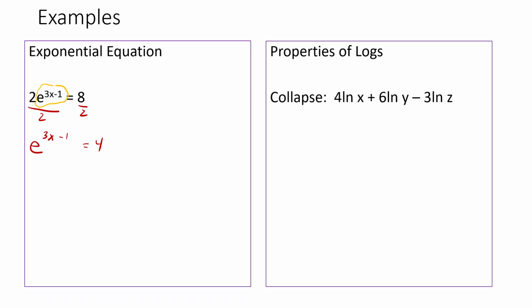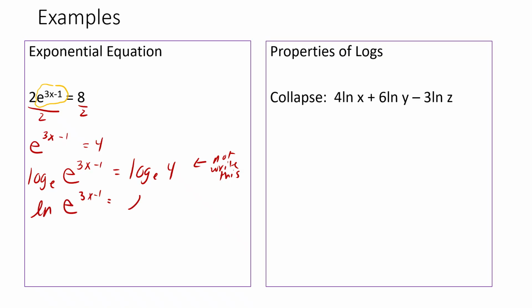So normally we would say, okay, if I want to undo the base of e, I would take log base e, but I would encourage students to not write this. I would encourage them to go to ln. And if you watched the video, we know that the log of the base undoes the base of the exponential, leaving us with just the exponent. So 3x minus 1 equals the natural log of 4.